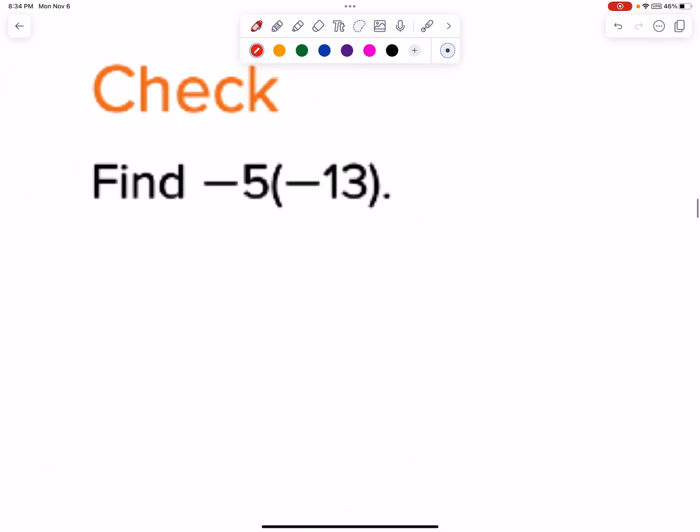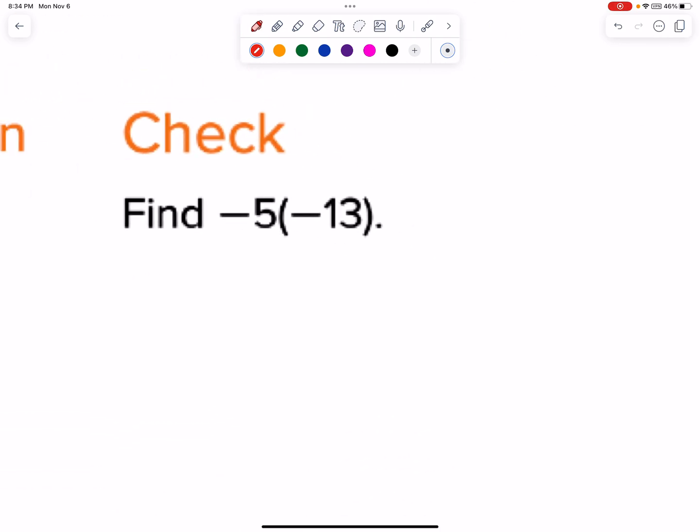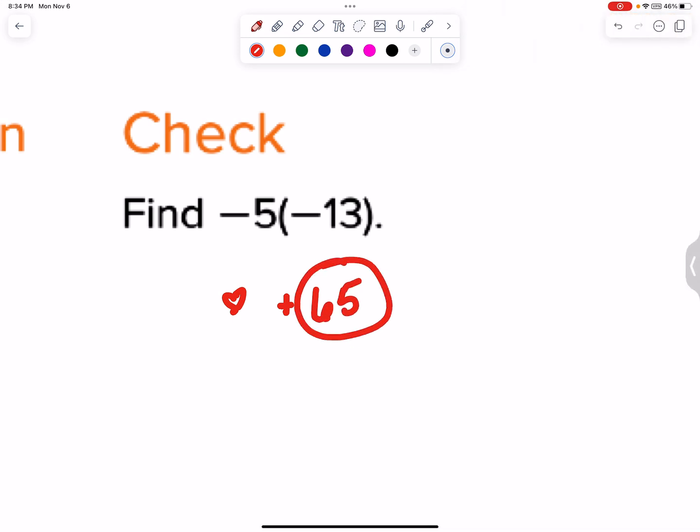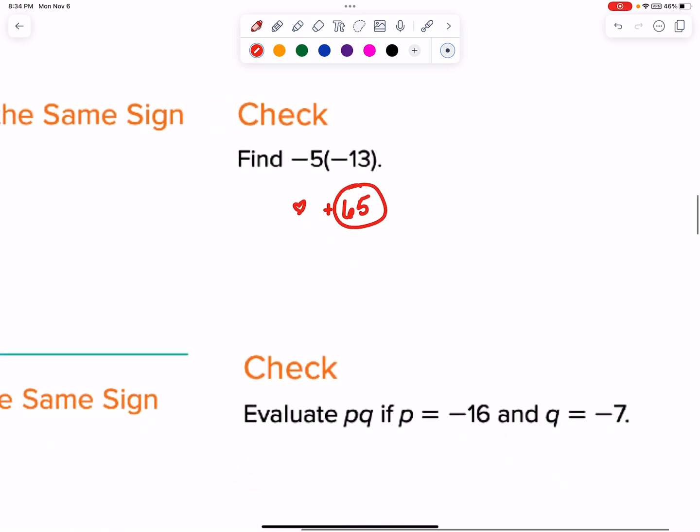Okay, so go ahead and check this one. You can pause if you want or follow along. So negative 5 times negative 13, I hate to hate. So that means I actually love. And so we have 5 times 13, and we have a positive 65. That's like saying what's the opposite of 5 groups of negative 13.